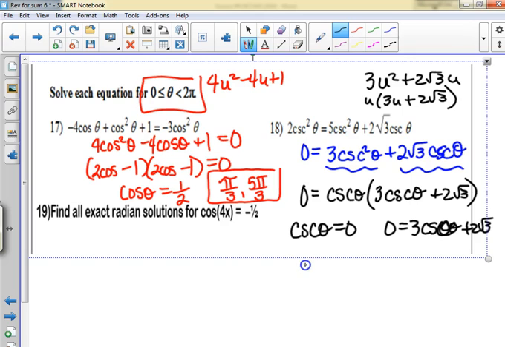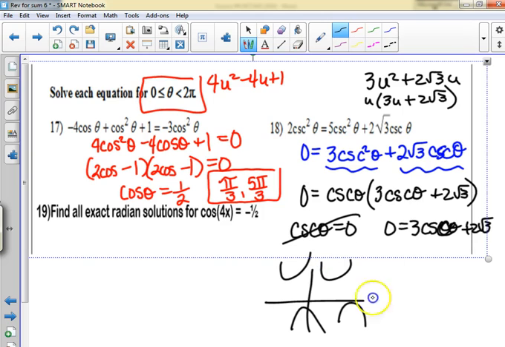Is the sine ever undefined? The sine is the y value. Is the y value? No. So this can't happen. Think about the cosecant graph. It looks like this, doesn't it? Bunch of those. Does it ever equal 0? No. If you move all this around, you get negative 2 square roots of 3 over 3 equals cosecant.